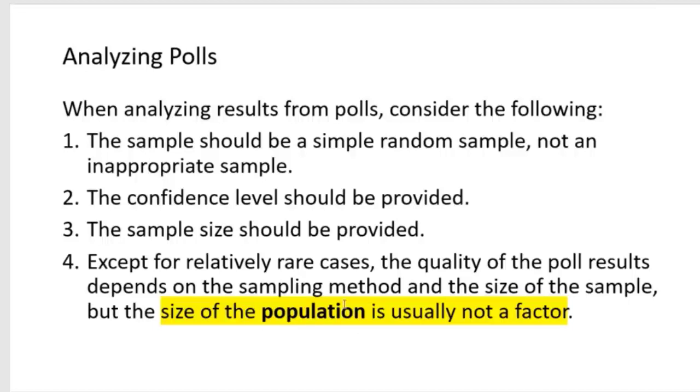Now, there's just a little note here. Normally, what's wrong with a poll result is the sampling method or the size of the sample. The size of the population is not normally a factor, and that's important to keep in mind. You might think, well, the population is huge. How can this be right? But it has to do with more, did they do the sampling correctly, and did they use a large enough sample size? So sample size is important.